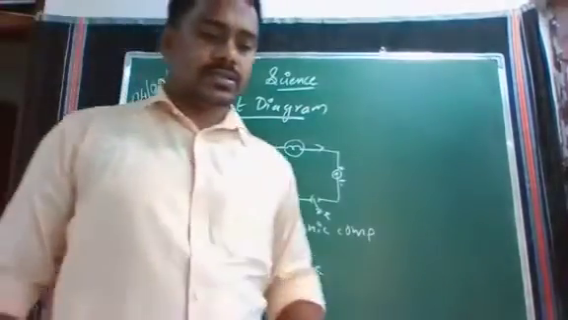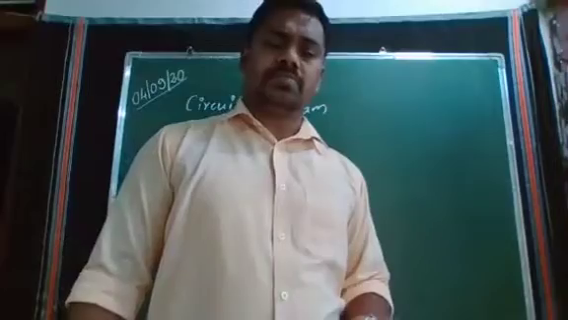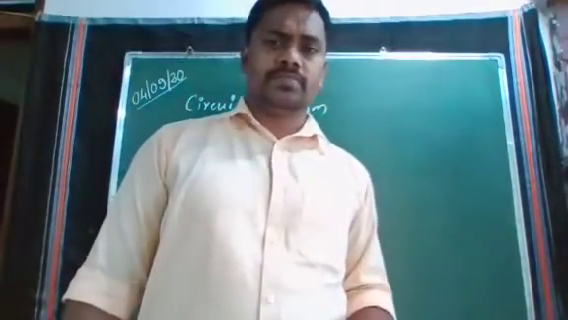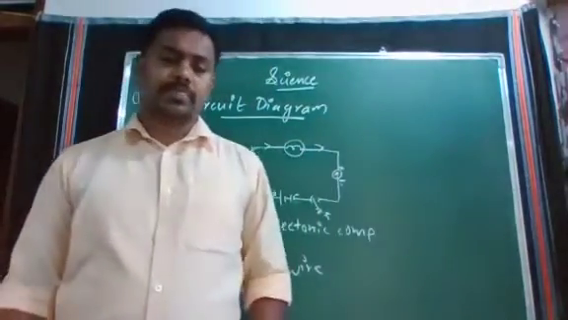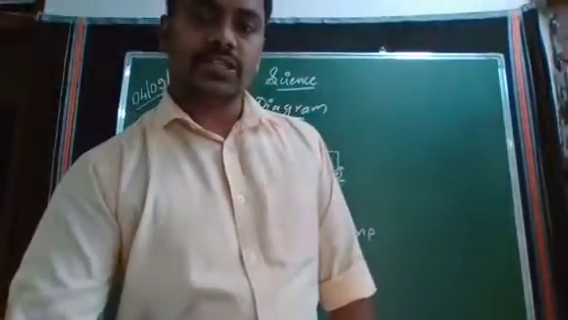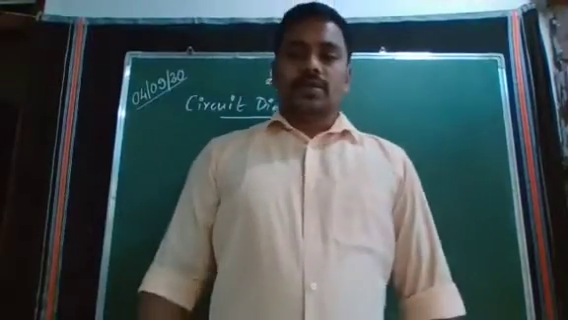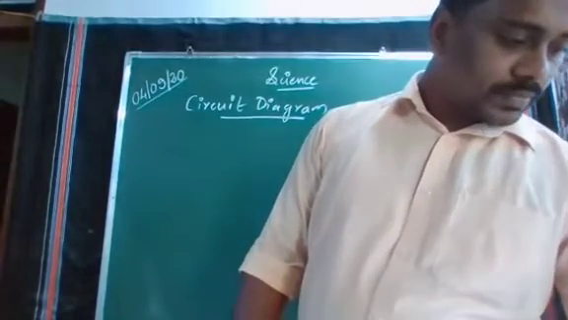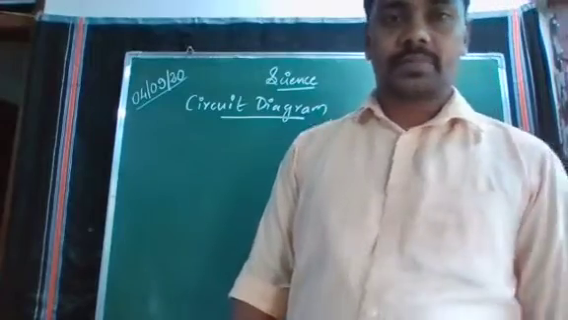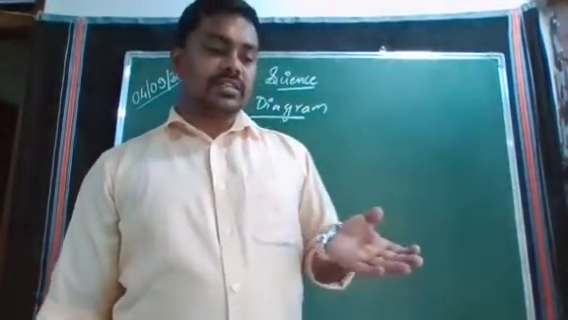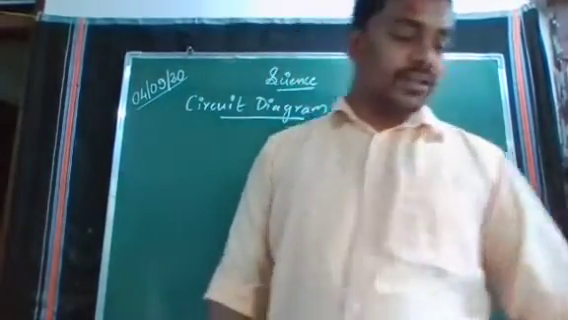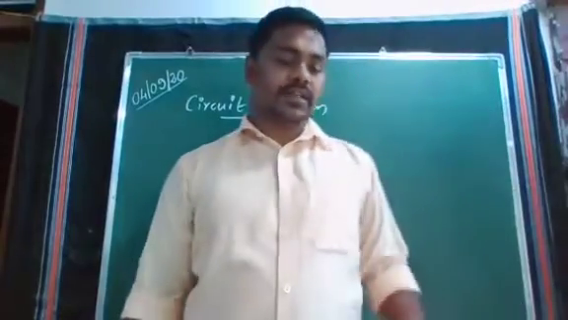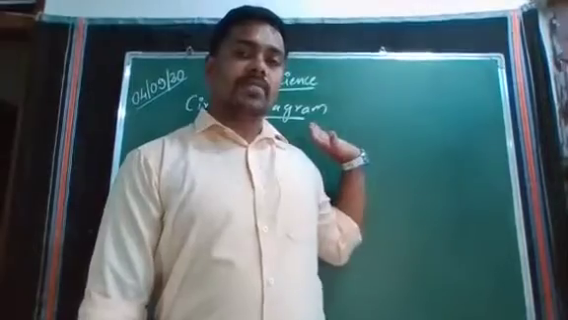Do you know any other components which are used in a circuit? There are some more components like resistance, then wire joint, etc. Let us see how we will write the symbols of those. I will draw on the board. I will write the component on the left hand side, and on the right hand side, I will draw the symbol.